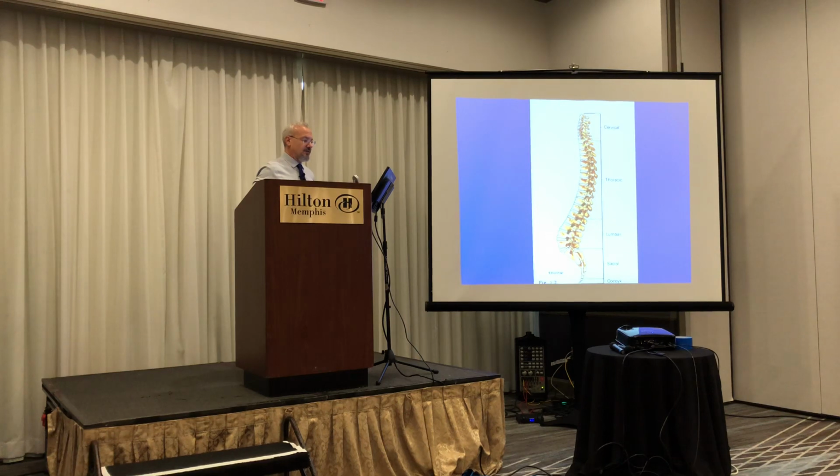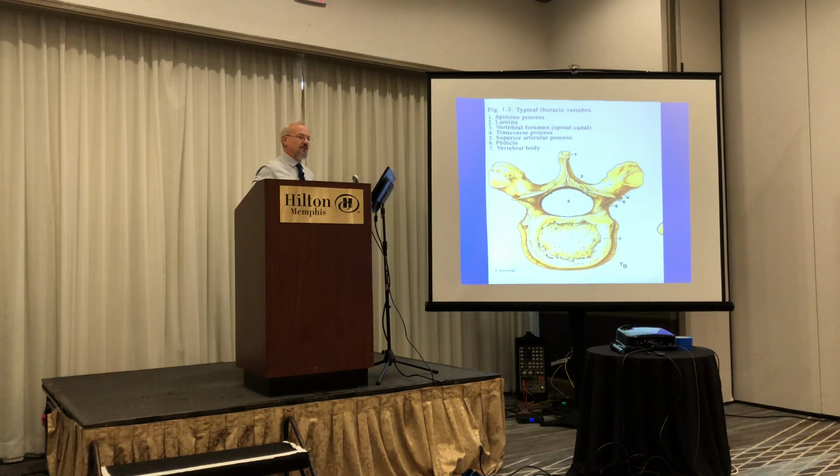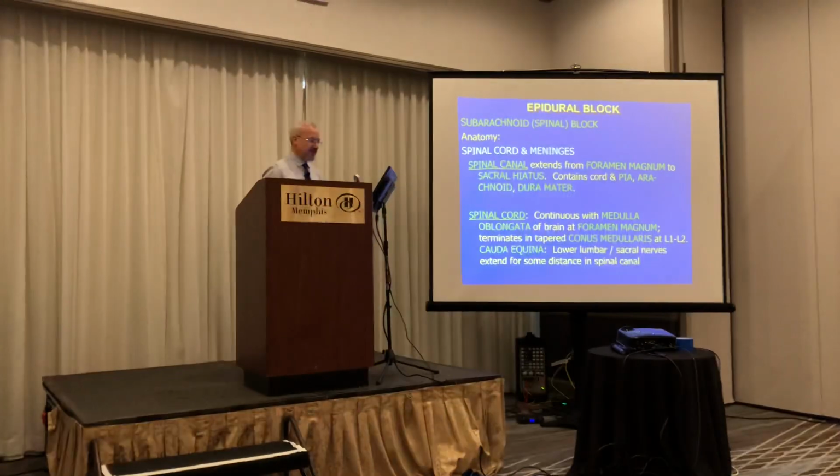And this is obviously showing you the multiple lordotic curves of the cervical and the lumbar regions. Each vertebra, this is a typical thoracic vertebra, a T9 vertebra, has several important anatomical processes to consider. We have our spinous process, we have our lamina, we have our superior articulating process and pedicle. Of course, here's the pedicle right over here. This is our vertebral foramen, and this is the vertebral body itself.